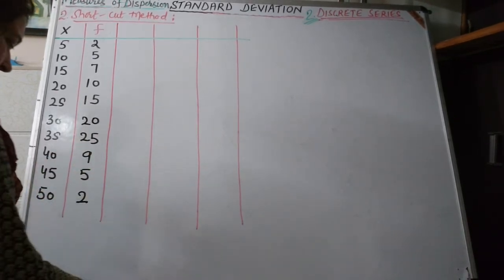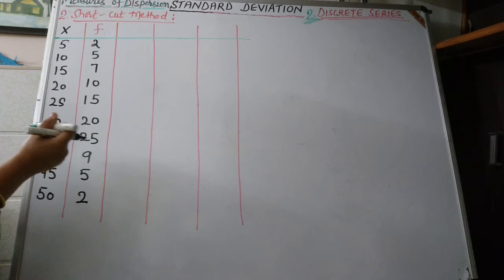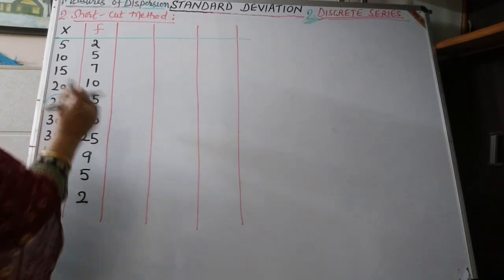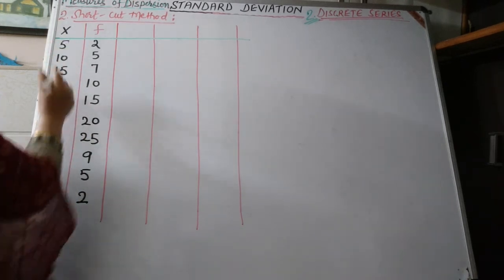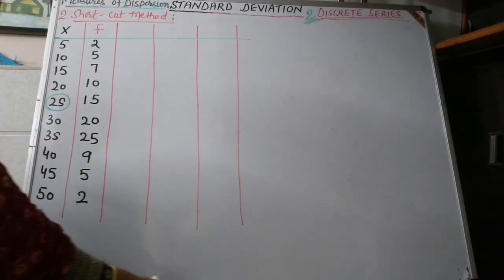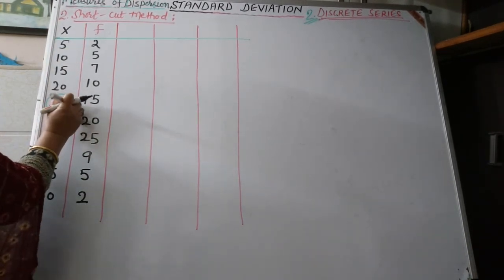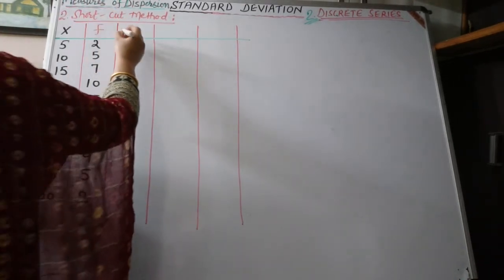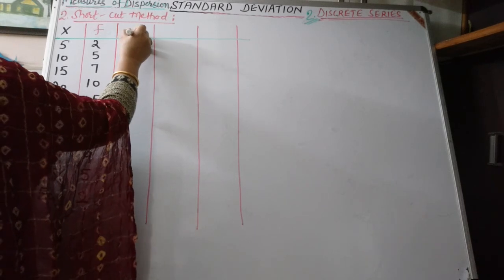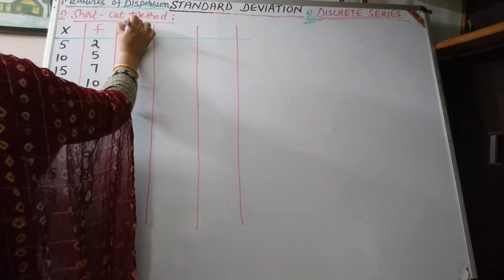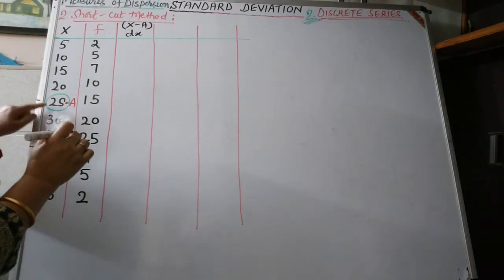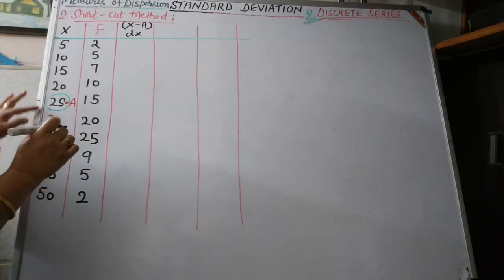In shortcut method, no need to calculate arithmetic mean. We will assume an assumed mean from the values of x. We have assumed 25, so this is the assumed mean. So let us calculate dx. dx can be calculated as x minus a. A will be subtracted from all the values of x.